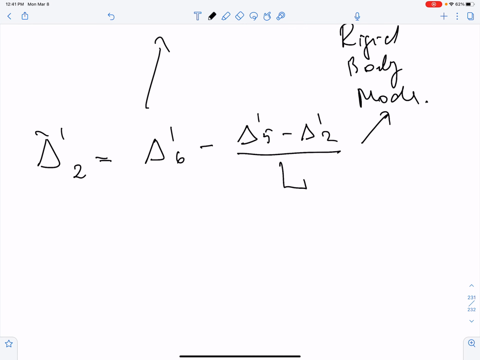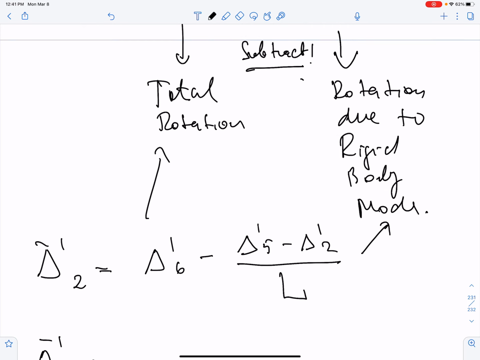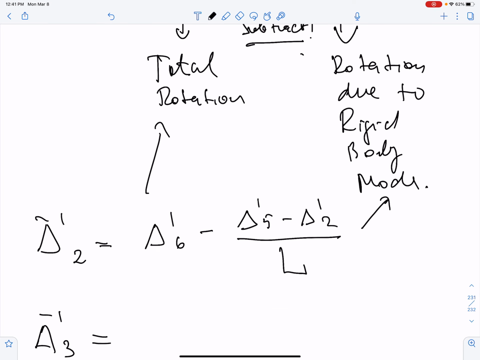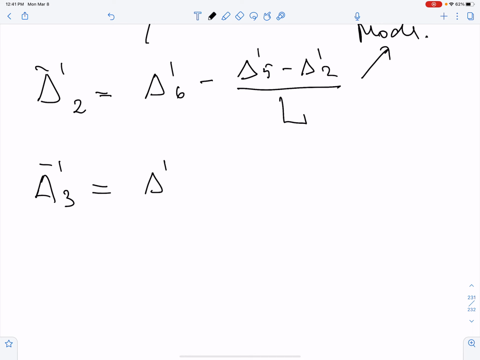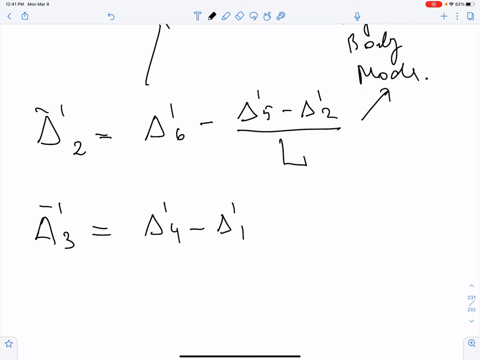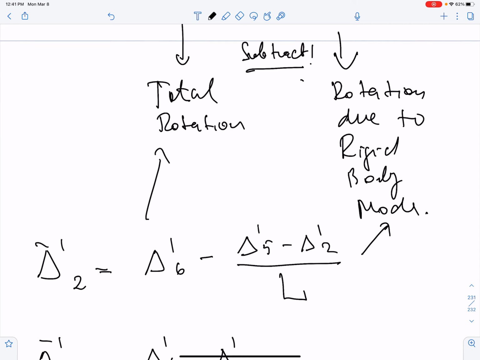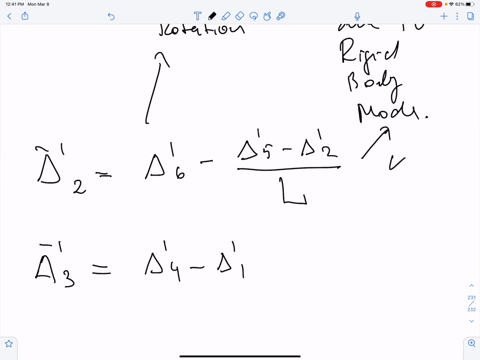And so the remaining item is delta prime 3, which is the basic element displacement, and the basic element displacement is as before. You take delta prime 4 and you subtract delta prime 1, just like you would do for the truss element. Delta prime 4 minus delta prime 1. So again, these are the key relationships that you need to satisfy. 1, 2, 3.